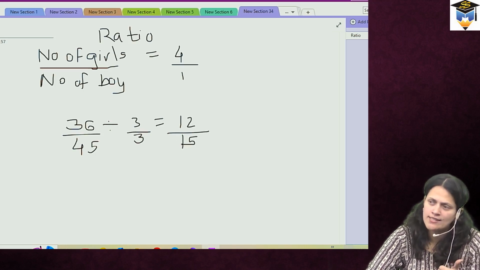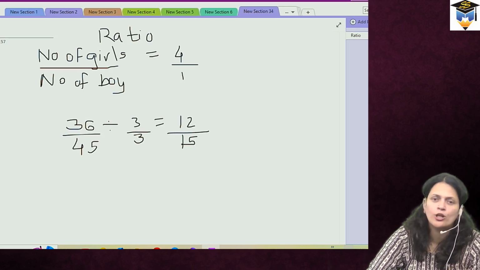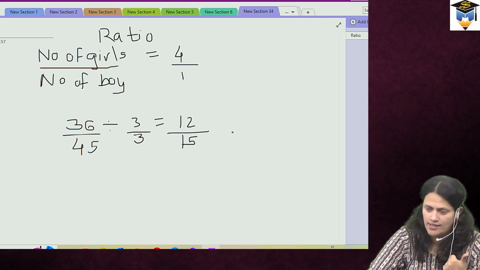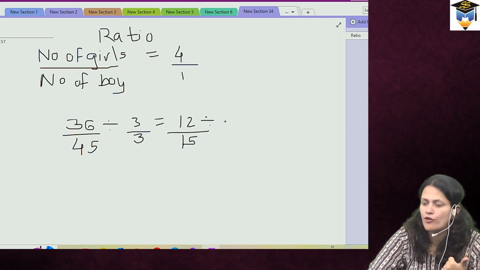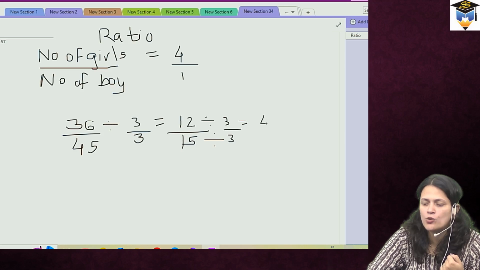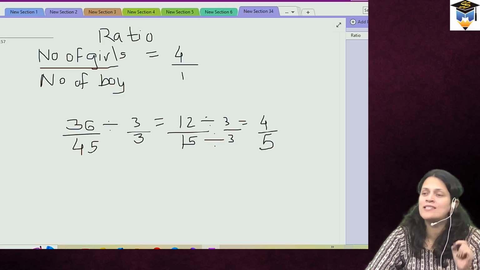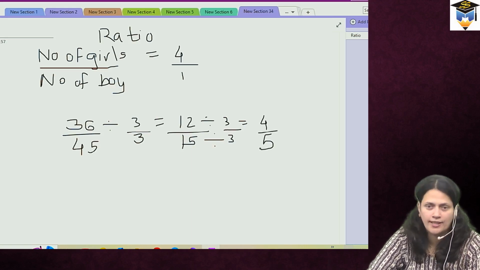So again, is this convertible to the lowest form? Can we convert it to the lowest form again? Yes, because this is not the lowest or the simplest form. So I'm going to divide it by 3. So now I'm getting the ratio as, so this is the simplest form of any ratio, correct?